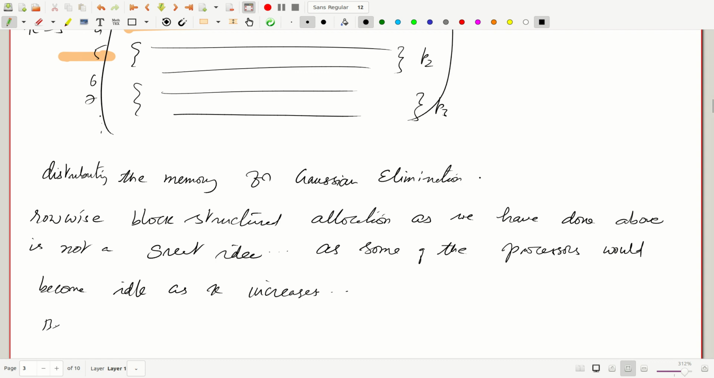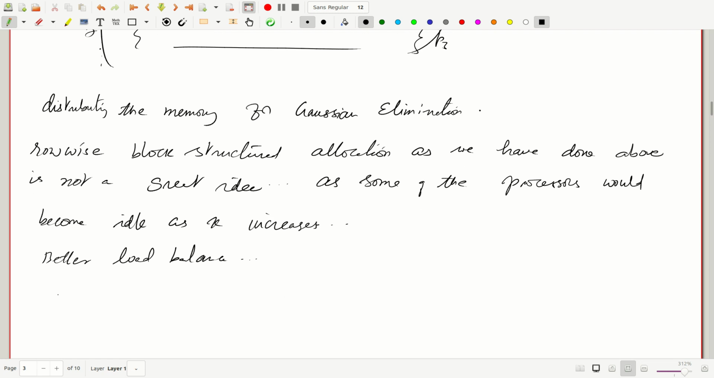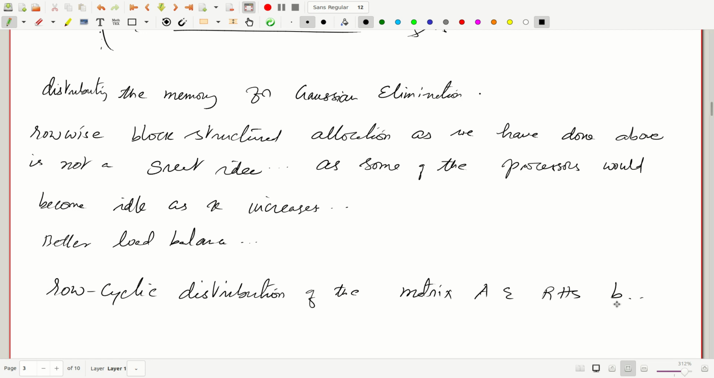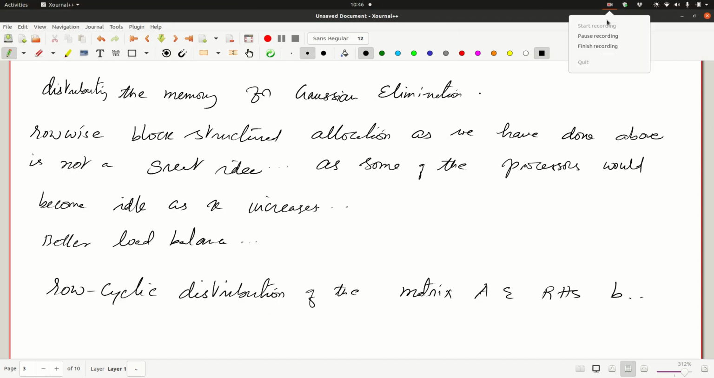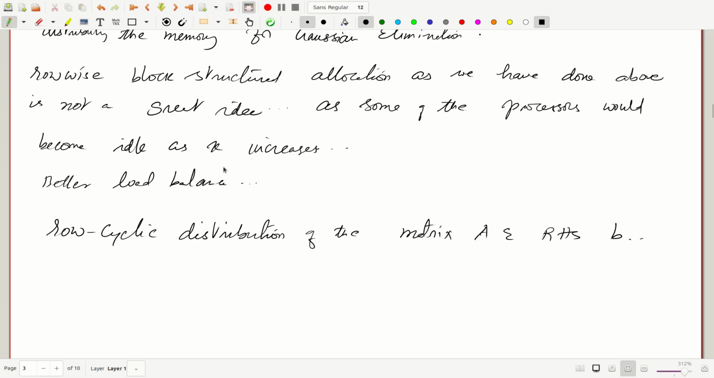So in order to have better load balance, instead of having a row-wise block structured allocation, we go for row cyclic distribution of the matrix A and the right hand side vector B, because this would result in better load balancing of the matrix.